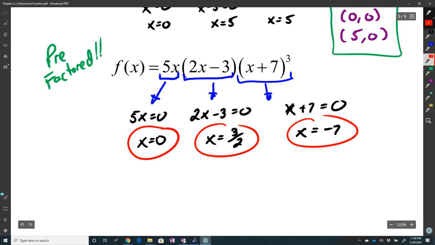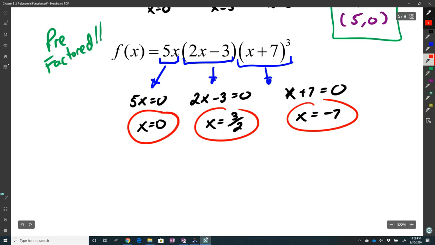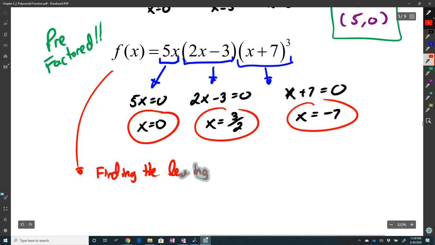So the perks of this is that finding the leading term is ugly. Oh, I can't even write with this glove. This is terrible. But it doesn't pick up marks.